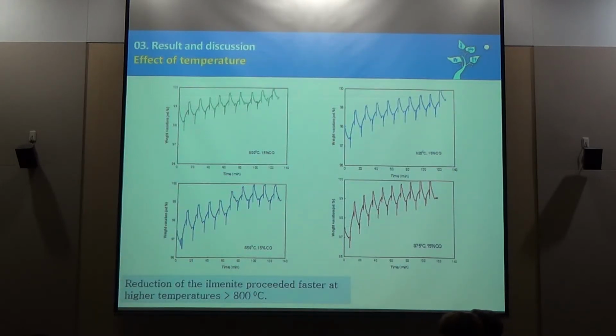We tested this result at different temperatures, based on the temperature in a circulating fluidized bed condition, from 800 to 900 Celsius. We tested from 800 to 875 at intervals of 25 Celsius. As you can see, reduction of ilmenite proceeded faster at higher temperatures, above 800 Celsius.